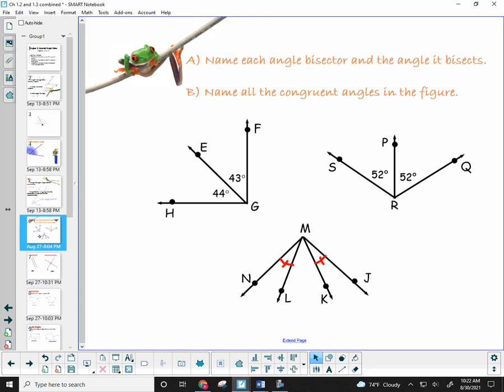Everybody, right? Please help them figure this out.